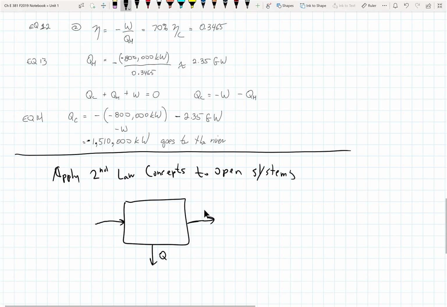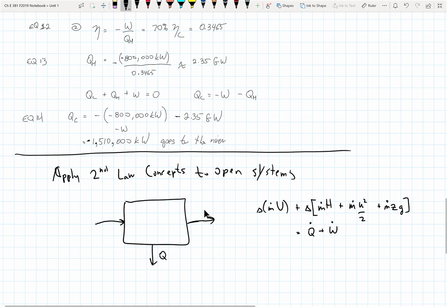So for the first law energy balance for an open system, we had the following. We had delta m dot u plus delta m dot h plus m dot u squared over 2 plus m dot zg for kinetic and potential energy terms. That was all equal to the heat plus the work of the process.